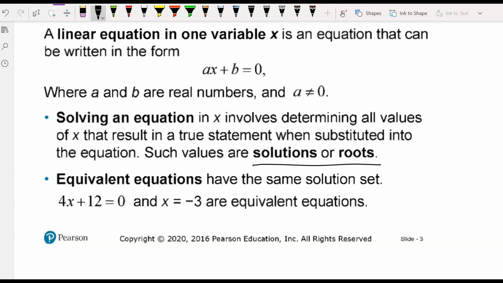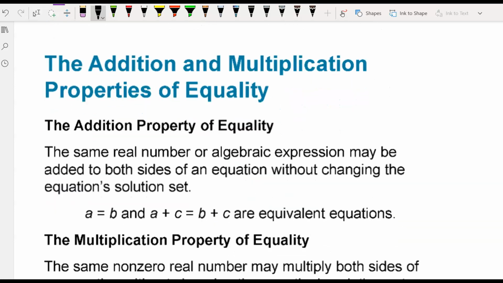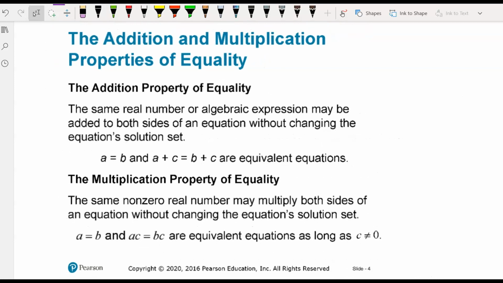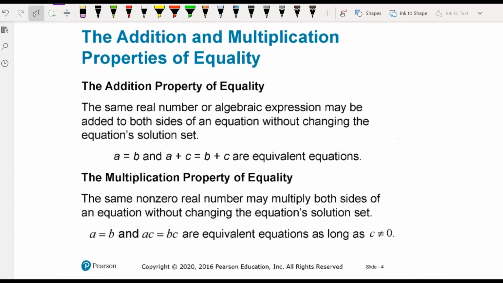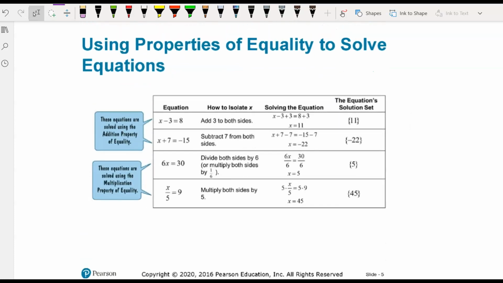Equivalent equations have the same solution set. So 4x plus 12 equals 0 and x equals negative 3 are equivalent equations. All right, addition and multiplication property. You can read over those if you'd like to. And then using properties of equality to solve equations. That just means you're moving stuff to the other side by doing the opposite operation.